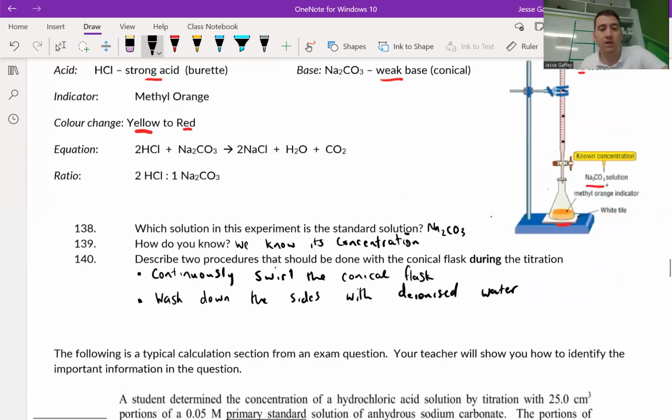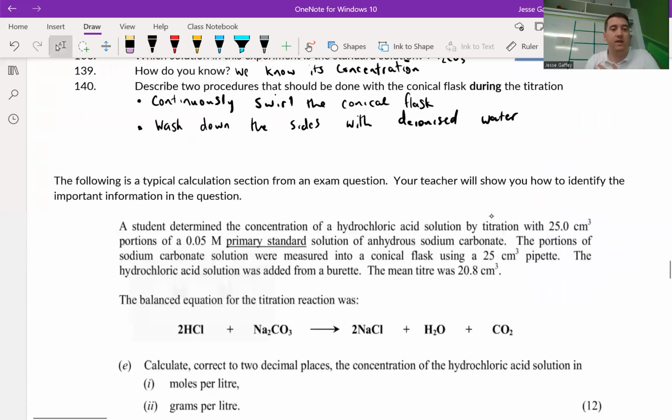Let's get on to a typical calculation then. It says here the following is a typical calculation from an exam question. Your teacher will show you how to identify the important information in the question. So I am going to show you how to do this. My students should know how to do this already.